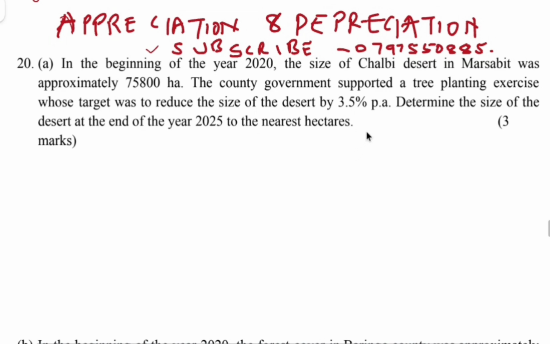Kama vile nilivyosema last time, tutaendelea bado na maswali ya hiyo paper. Leo tutafanya question 20, topic appreciation and depreciation.